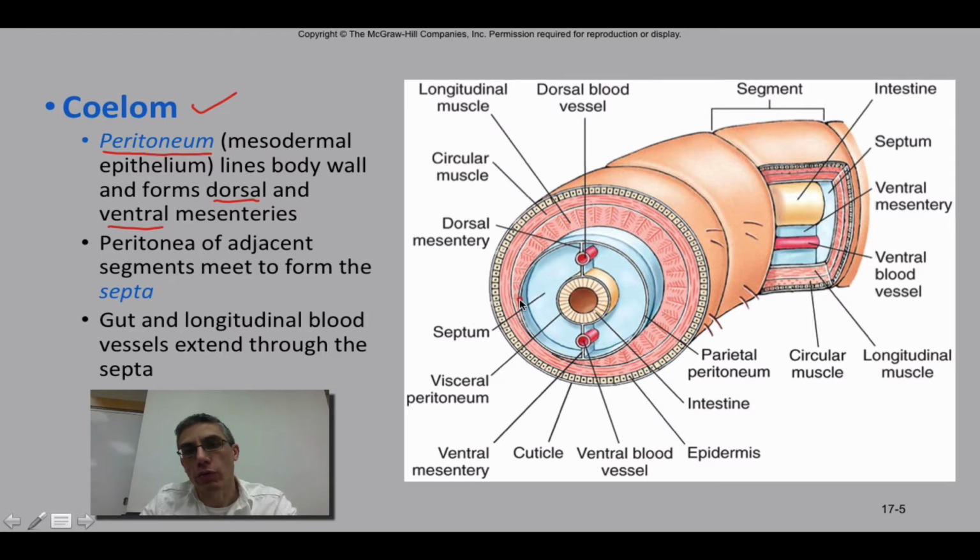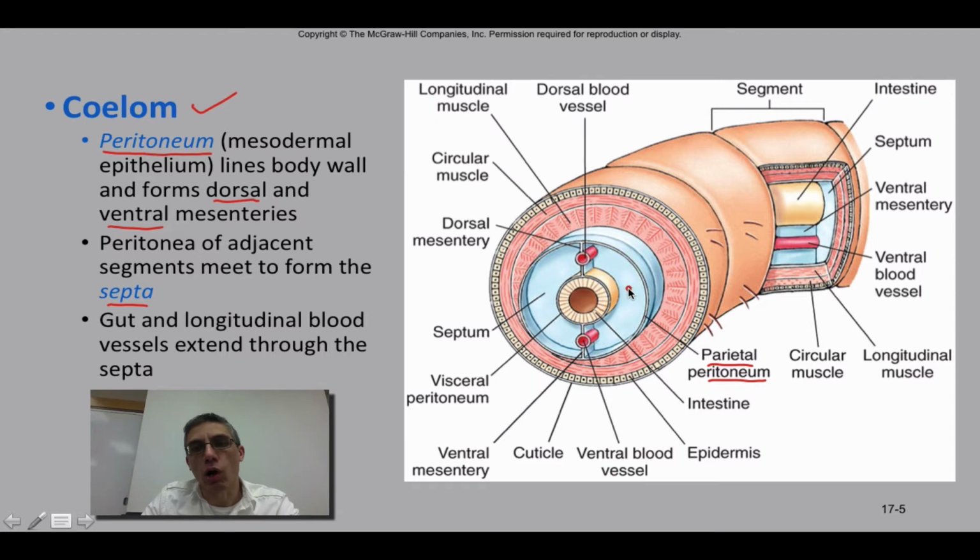So again, if you look over here on the right hand side, you're going to notice we have something called a parietal peritoneum, which is going to be located right here, and we also have a visceral peritoneum, which is going to be right around the gut tube right here. Now, this peritoneum is going to actually meet to form something called the septa. If you notice over here, we have this kind of bluish area right here. So between this peritoneum and this peritoneum, there's going to be a layer of tissue. So as you look at each of the segments found in these animals, there's going to be a separation.